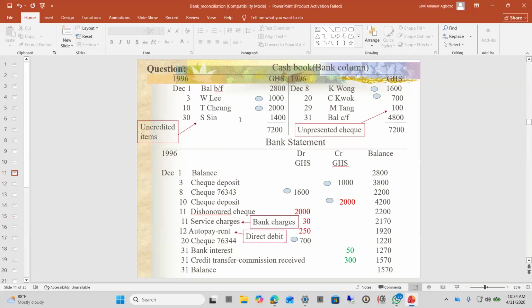Now we go back to our bank statement. On the 11th, we saw there was also a bank charge of 3,000. This bank charge is not in our cash book. So what do we do? It's a payment we have made to the bank for keeping our account. So what do we do? Who will tell me?